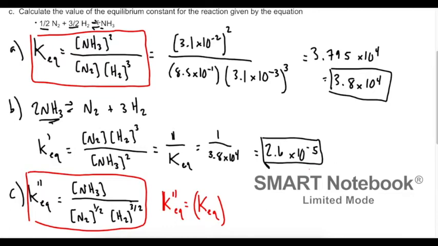I divided them all by 2. I did have a 1, a 3, and a 2. Now I have a 1/2, 3/2, and 1. I divide each of them by 2, right? So I multiplied them by 1/2. So I'm going to raise my KEQ now to the 1/2 power. It's the exact same, because that's what I'm doing.